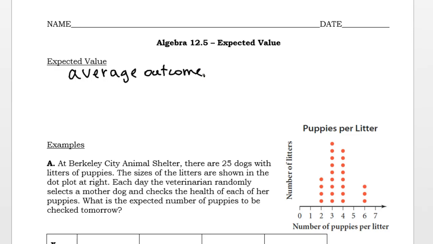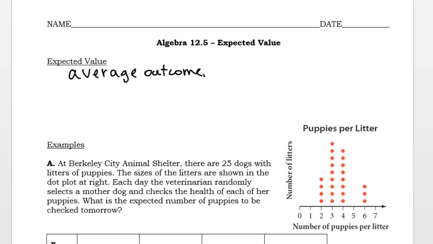So this will only work when we have discrete variables, meaning that they have to be numerical. Our outcomes have to be 1, 2, 3, 4, or 10, 20, 30. They can't be categorical, like this wouldn't work for red or blue or heads or tails.